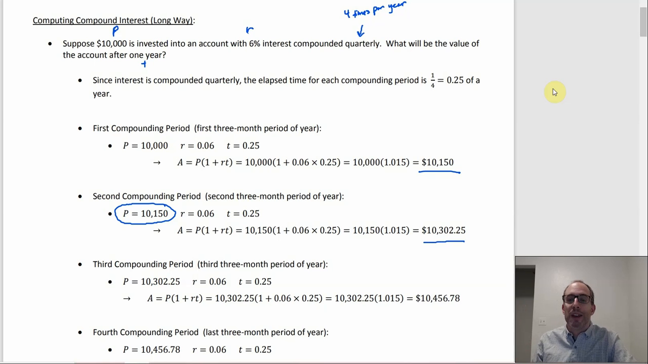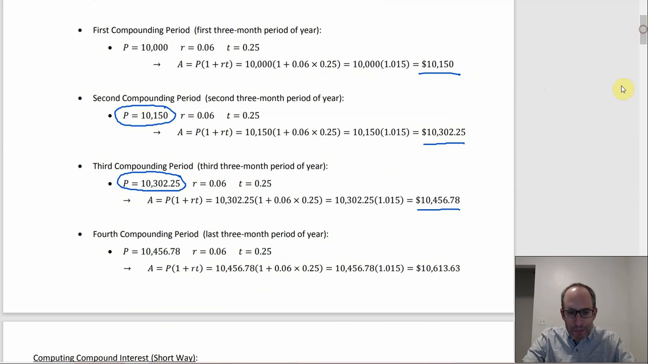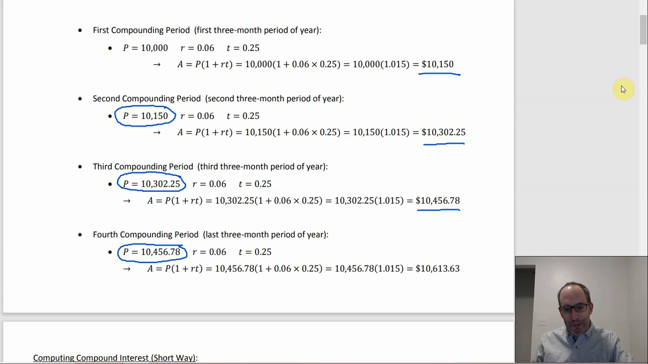and we get 10,302.25. And then look where that shows up in the third period, because the amount at the end of the second period after the compounding is done is going to be the same amount at the beginning of the third period. So now it's the $10,302.25. We're going to multiply that by 1.015. We end up here. And then I'm going to have to scroll down a little bit, even though you can see it at the bottom of the screen right now. But that's where we're going to start the fourth compounding period. And then we're going to take that number and multiply it by the 1.015, and we're going to end up here, and this is actually the answer.